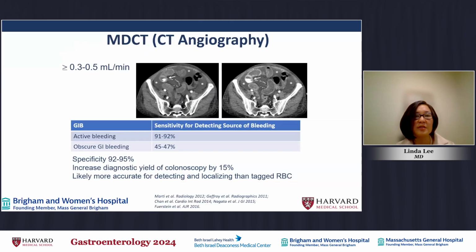So for multi-detector CT, the sensitivity for detecting a source of bleeding in active bleeding is quite high, as you can see there. It goes down significantly in patients with obscure GI bleeding, and specificity is quite high as well. So certainly if patients are able to have intravenous contrast, this is what we do initially. Patients should not be given any oral contrast, but just given the intravenous contrast to see if you can identify where the intravenous contrast enters the GI lumen.